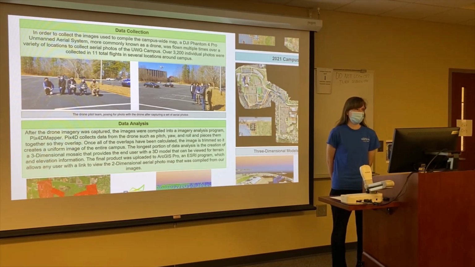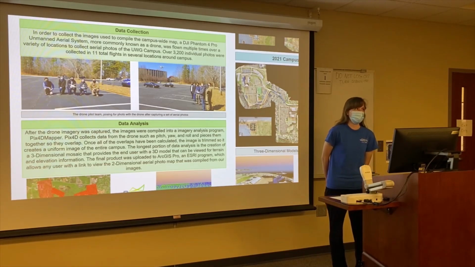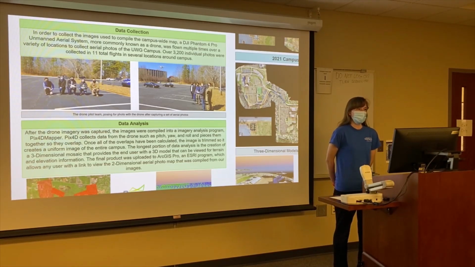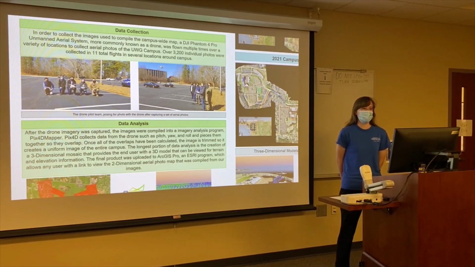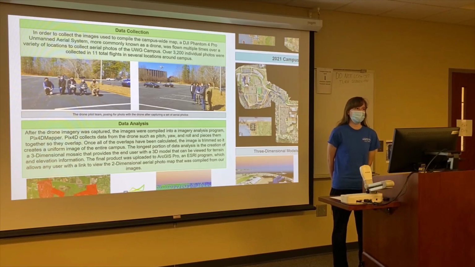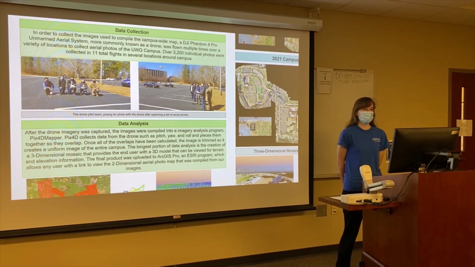I'm Jessica Sinell, and I'm also with the Geography program, and I'm going to talk about the data collection and data analysis. In order to collect the images used to compile the campus-wide map, a DJI Phantom 4 Pro Unmanned Aerial System, more commonly known as a drone, was flown multiple times over a variety of locations to collect aerial photos of the UWG campus.